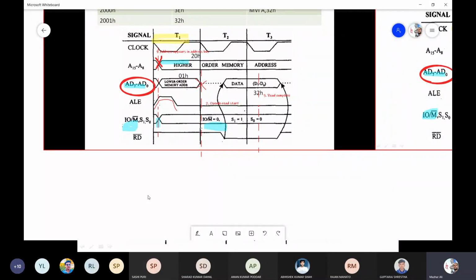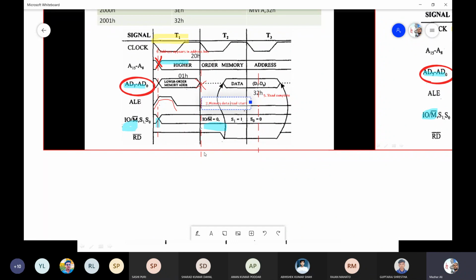Number one event, address appears in the address bus. Number two event, I will modify this: memory or data read start. So here we are starting our read. IO/M is 0 over there. The read operation has started at this point.